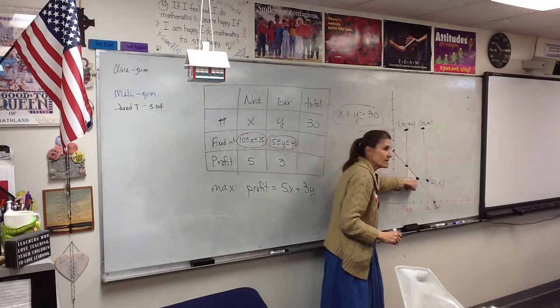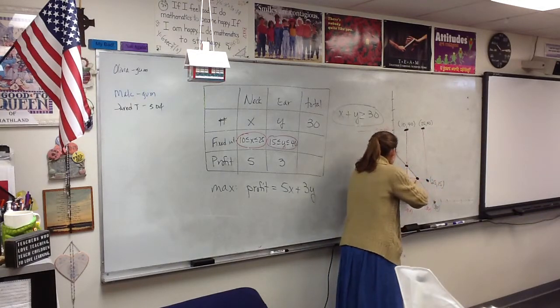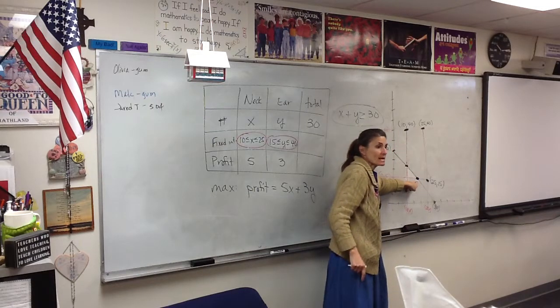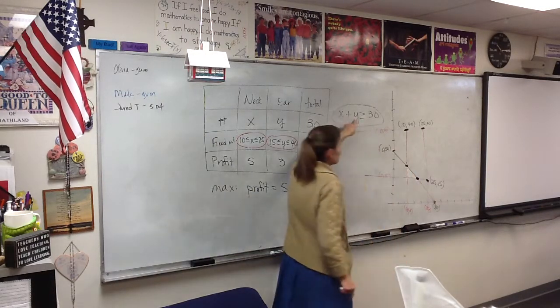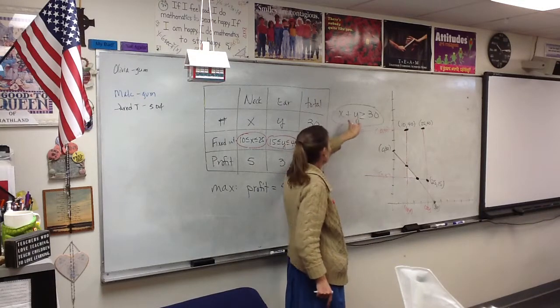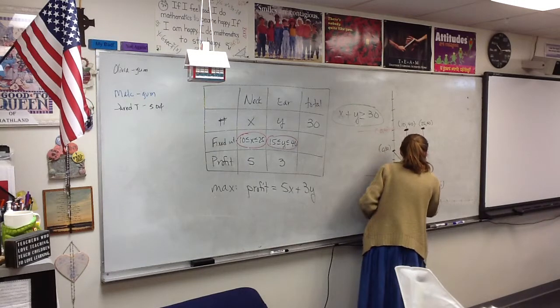See this point right here? It is on a horizontal line. That means its y is 15. If you put 15 in for y, what do you get for x? 15. So this is the point 15, 15.